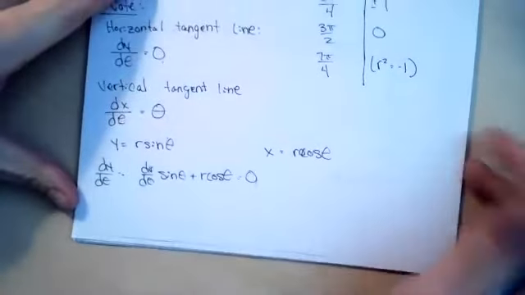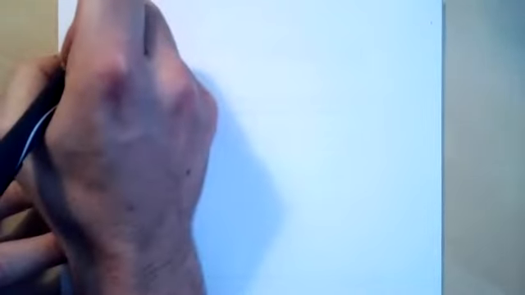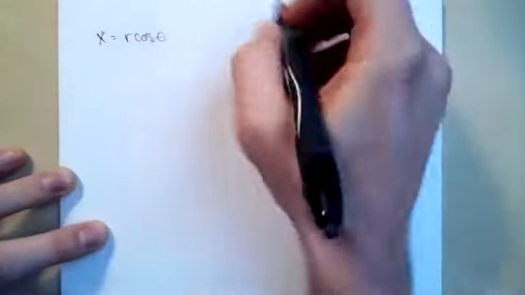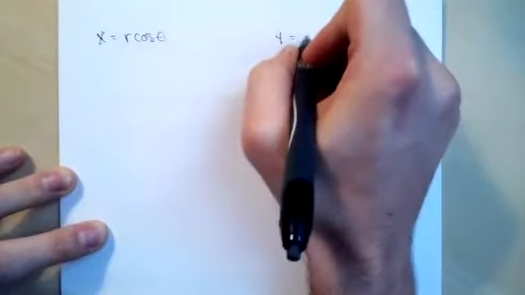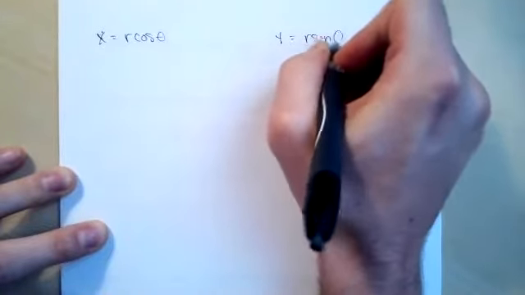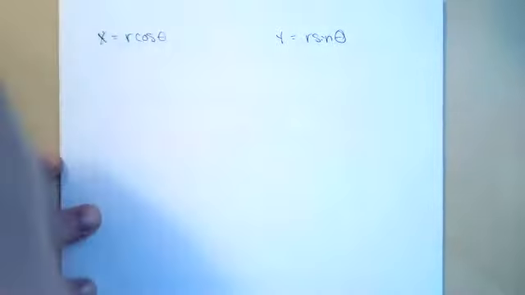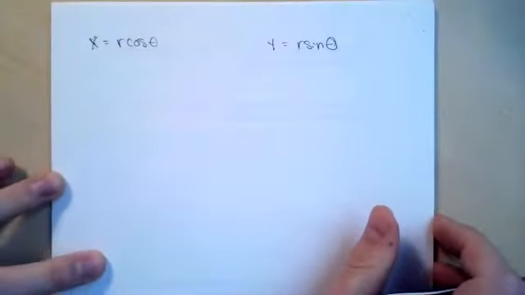Let me rewrite this. We're going to use these notions a lot, so I want to solve these in terms of our differentials. We have our equations x equals r cosine theta and y equals r sine theta. These are our defining equations converting polar coordinates into rectilinear coordinates.